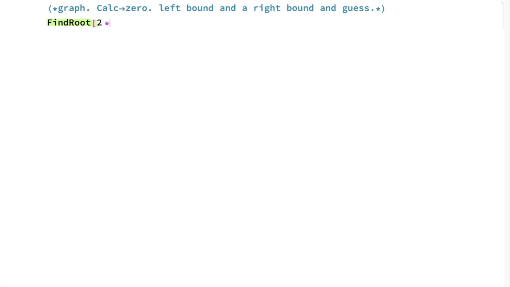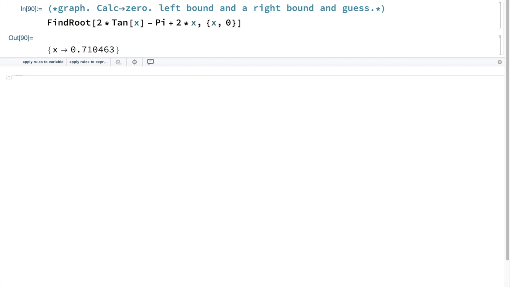So let's go 2 times tangent of x. I'm just typing in the thing we had, minus pi plus 2 times x. The variable we're looking for is x, and it tells you what's the first root you want to use. Well, it's going to start at 0 and find the first root from 0 moving to the right. And our answer is that, 0.710. Okay.